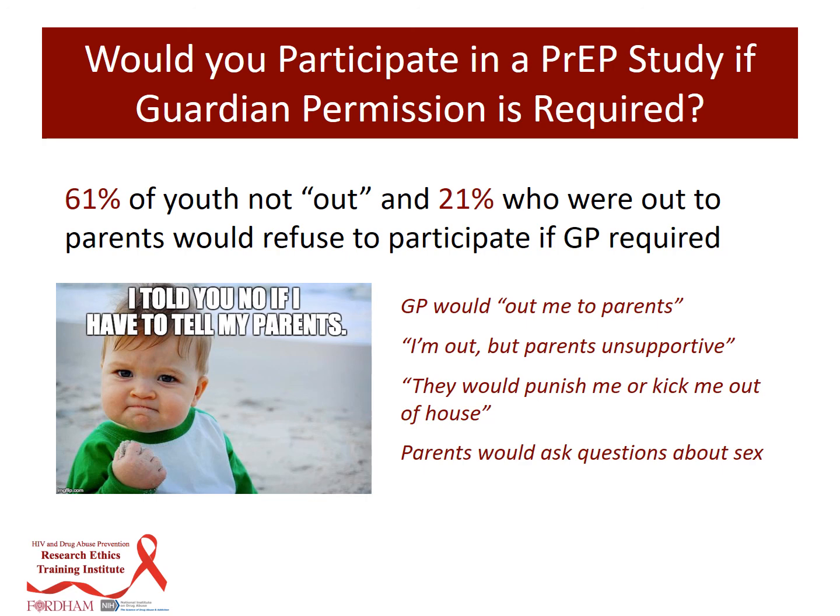One of the questions we asked: would you participate in a PrEP study if guardian permission is required? So 61% of the youth who were not out and 21% who were out to parents would refuse to participate. And I think that's very important because there's this notion that, of course, if you're out, your parents are supportive. But the kids were saying either this would out me to my parents, or my parents would punish me, or they know but they don't approve. So you can't just simply assume that disclosure is important.